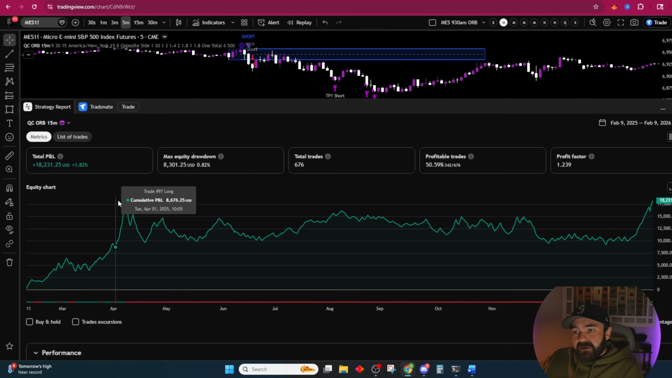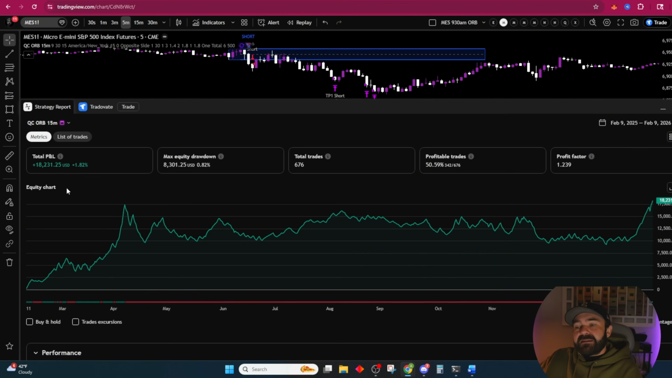But you can see the ebbs and flows of this chart. You're profitable on the year. So if we continue on and I stop rambling, 676 total trades. I'm going to explain this in just a second. Profitable trades over 365 days is 50.59% with a profit factor of 1.239. So you are profitable on the year. Are you incredibly rich? Not even close. But did you lose money? Also, no, not really close at all.